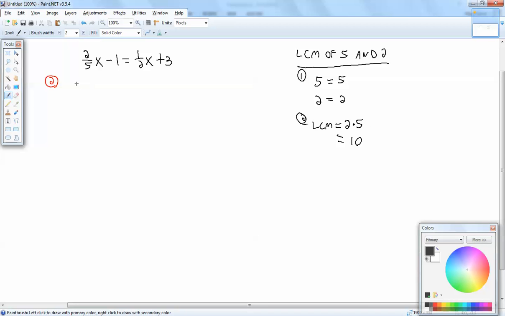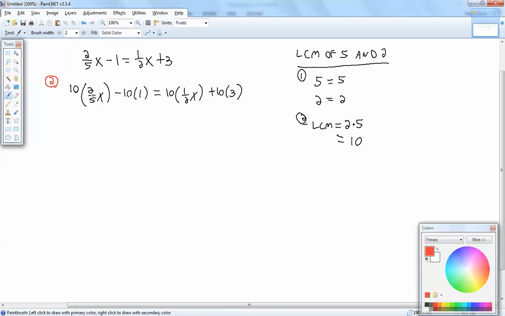So that's our LCM, and we multiply that times everything. So we'll multiply it times the 2/5 x, minus 10 times the 1, equals 10 times 1/2 x, and 10 times 3. When I say everything, I'm talking about what's separated by pluses, minuses, and equals. That's why I multiply by this fraction, this number, this fraction, and this number.